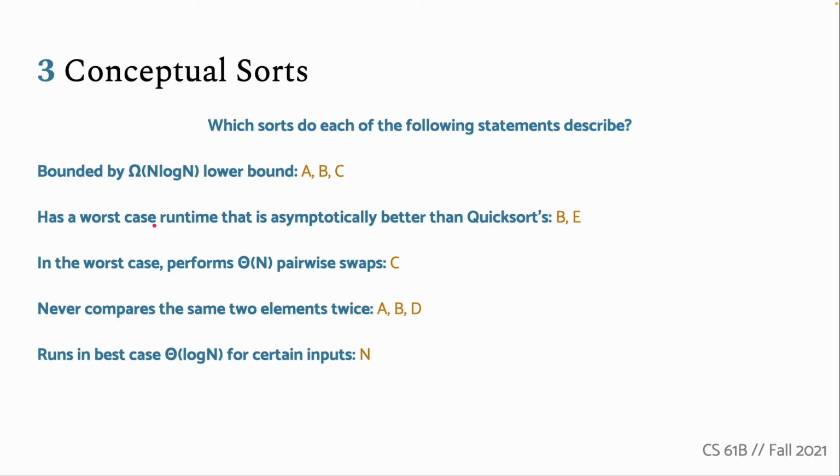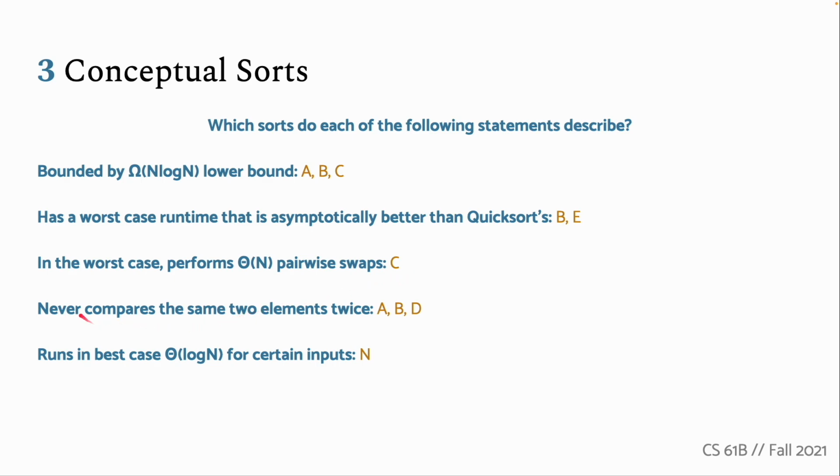What has a worst case runtime that is asymptotically better than quick sort's? And the answer here is B and E, which is merge sort and heap sort, because both of these have a worst case runtime that is n log n, while quick sort's is n squared. In the worst case, what performs theta n pairwise swaps? That is going to be C, which is selection sort, because you're only doing one swap per item. You're only swapping once you have found that minimum item. So you will always do exactly n swaps. What takes a long time in selection sort is finding that minimum item.